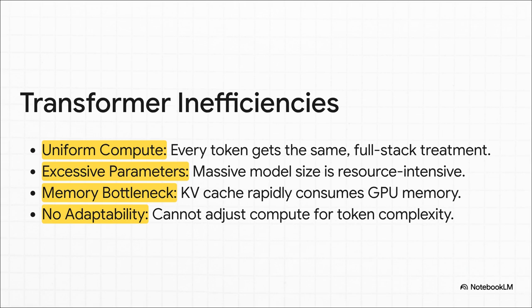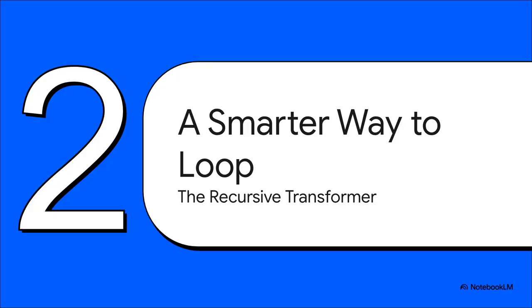First, there's uniform compute. This means every single piece of information, every token, gets the exact same super intensive treatment. It doesn't matter if it's a simple word like "the" or a really complex scientific concept. It's all treated the same. Then you've got these models just bloated with parameters, and they suffer from a huge memory bottleneck called the KV cache. Think of it as the model's short-term memory, and it just gets totally overloaded. The bottom line is, it's an architecture with only one gear, full blast, all the time. It just can't adapt.